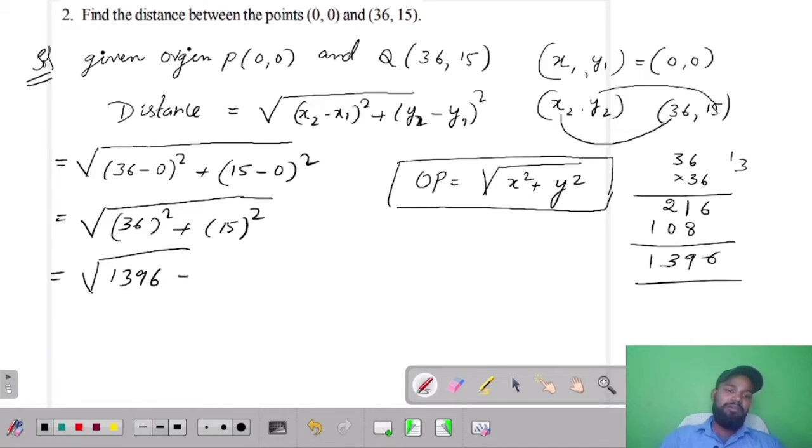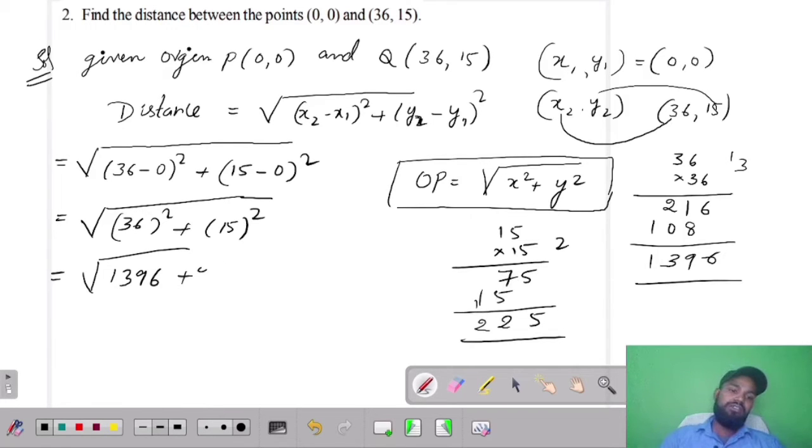1296 plus 15 whole square, which I think is 225. We will do it. 15 whole square: 5 fives are 25, 5 ones are 5, 5 plus 2 is 7. Next, 15 as it is, so it is 5, and 7 plus 1 gives 2. So 225 is the answer. 15 square is 225.